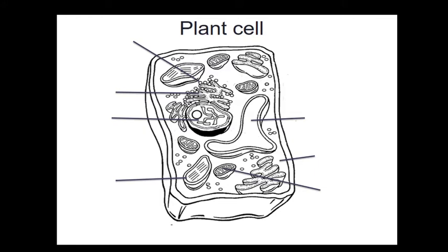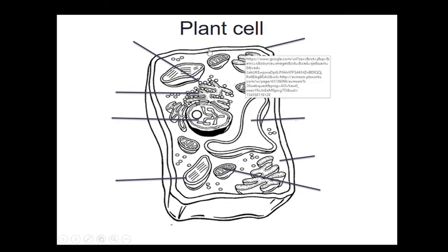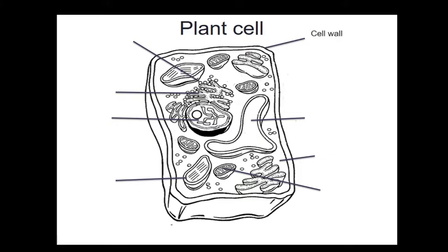Right, now when I talk about annotating a diagram, what I mean by that is, firstly, you label. So we're going to start off at the top right, and we're going to label it, and that structure is, can you remember? It's the cell wall.